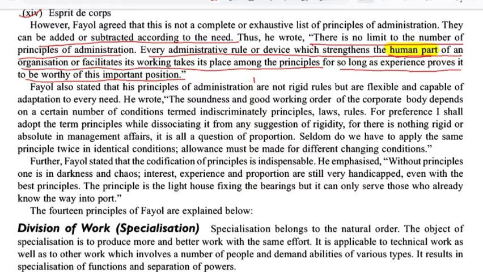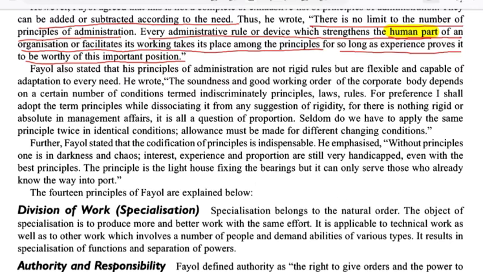So Fayol is concerned with the human part of the organization, but F.W. Taylor is not concerned only with the human part of the organization. He was concerned with specialization. Means he said that if a human resource is not of use, then we should fire that employee. So basically he was focused on the efficiency of the employee, not the human part.